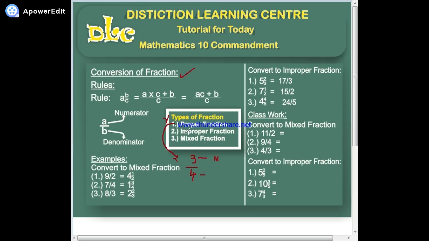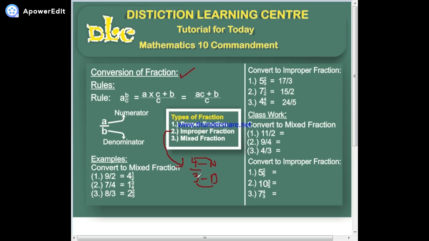Let's now explain the second type of fraction, which is improper fraction. What is improper fraction? This is a type of fraction expressed in such a way that the numerator is more than the denominator. If you look at the numerator here, you will see that it is more than the denominator.